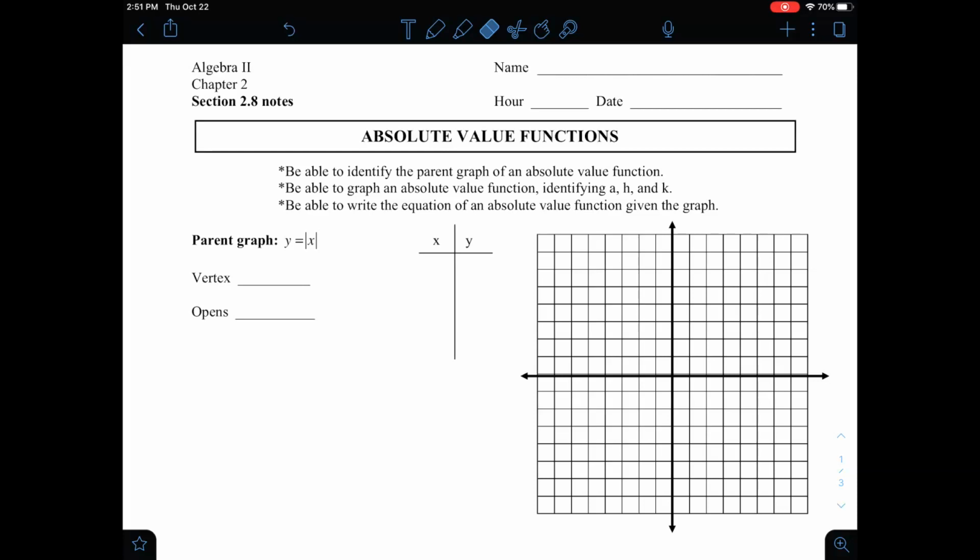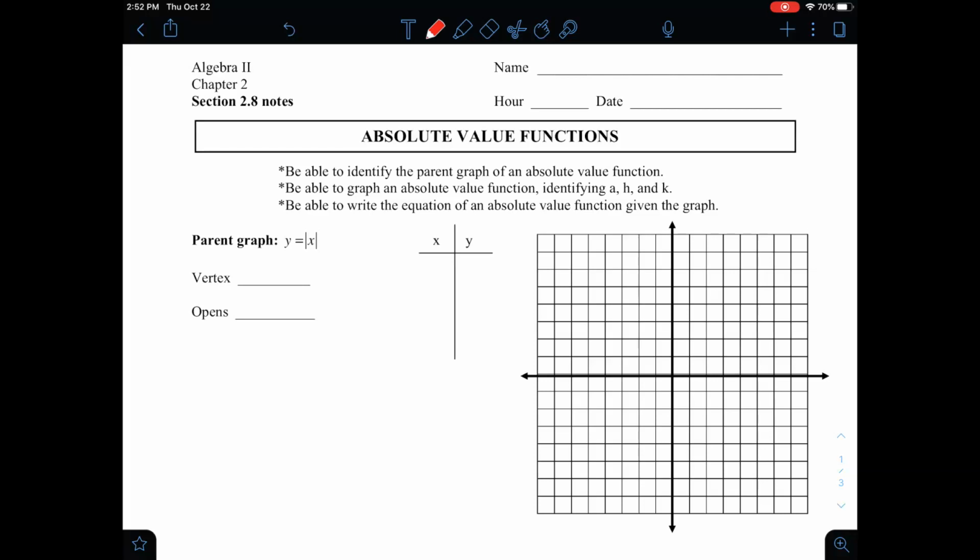Today we're doing 2.8, which is absolute value functions is the name of the lesson. Our essential questions are: be able to identify the parent graph of an absolute value function, be able to graph an absolute value function identifying a, h, and k, be able to write the equation of an absolute value function given the graph.